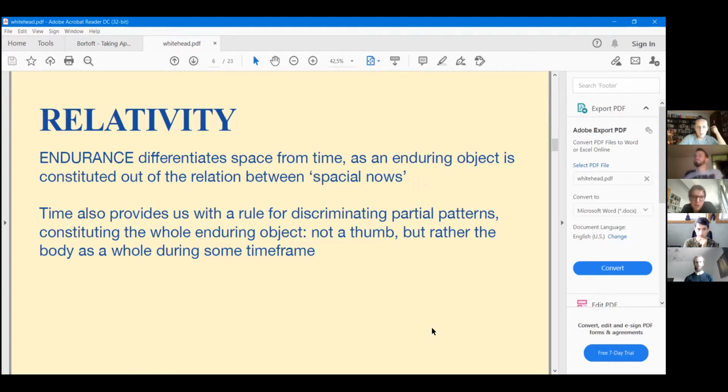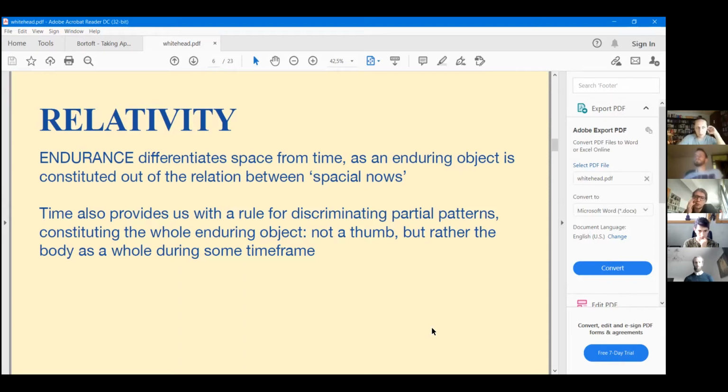So endurance actually differentiates space from time, as the enduring object is enduring through time, not through space as much. So it's basically, if I understand correctly, a relation between spatial nows. And of course, these spatial nows can also be considered as temporal sub-events, in this sense that it is the analysis of endurance through time that provides us with this exact rule for discriminating partial events or patterns that are constitutive of the whole enduring object, of the whole event.